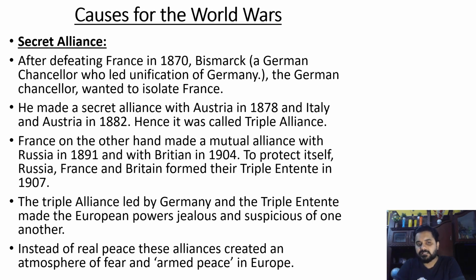To protect itself, Russia, France, and Britain formed the Triple Entente in 1907. The Triple Alliance, led by Germany, and the Triple Entente made the European powers jealous and suspicious of one another. Instead of real peace, these alliances created an atmosphere of fear and armed peace in Europe.